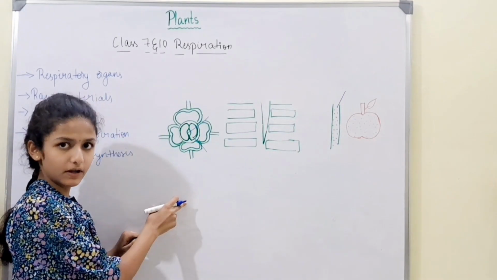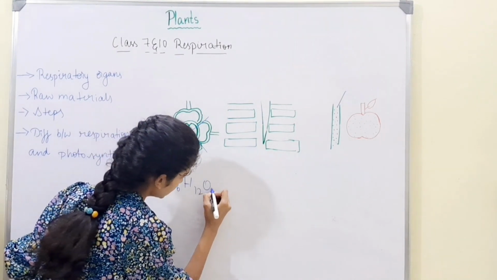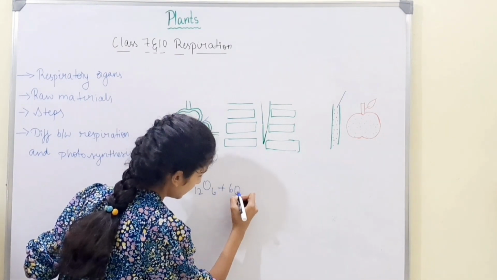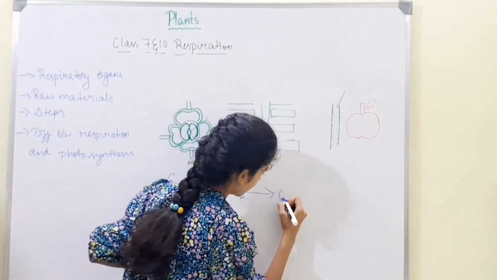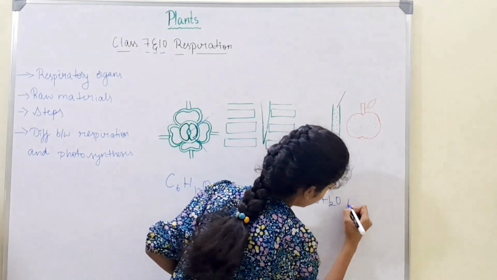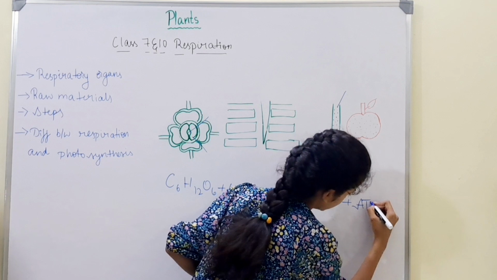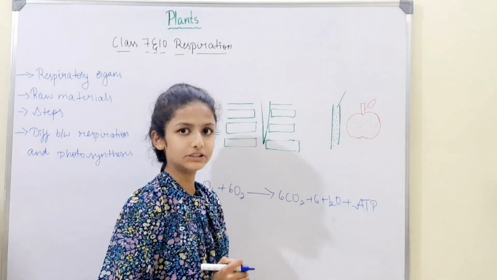So, food plus oxygen. Food is glucose, C6H12O6, plus oxygen. So, oxidization of food takes place, which gives us carbon dioxide plus water plus ATP. ATP are the energy currency, they transfer energy. So they are also known as energy currencies.